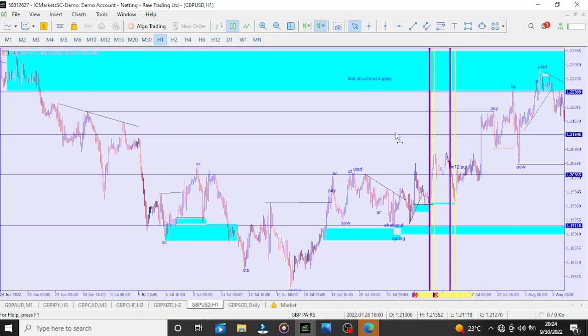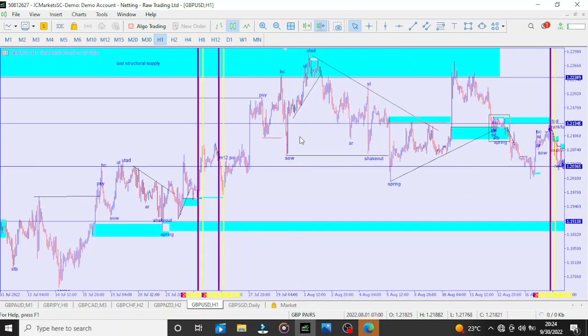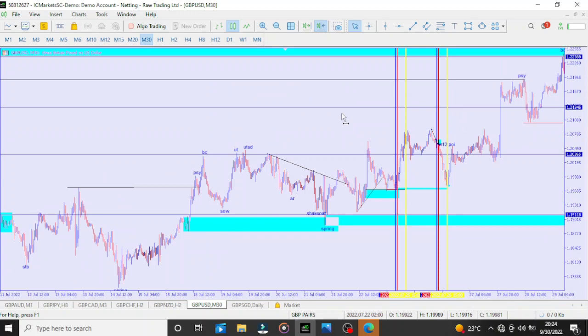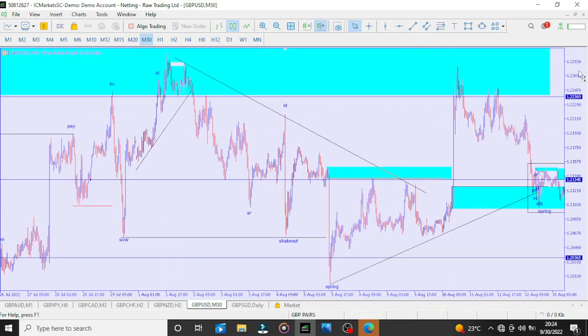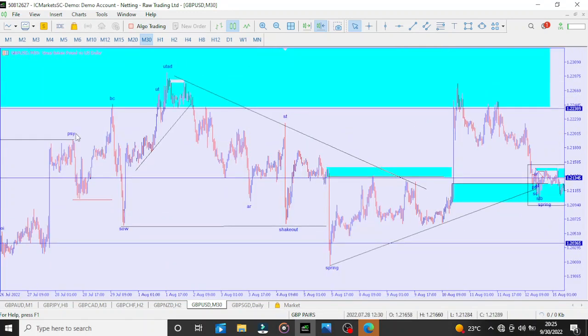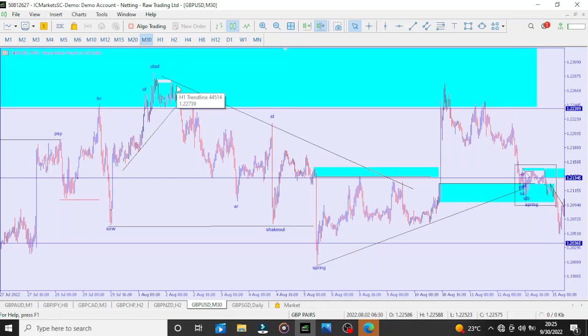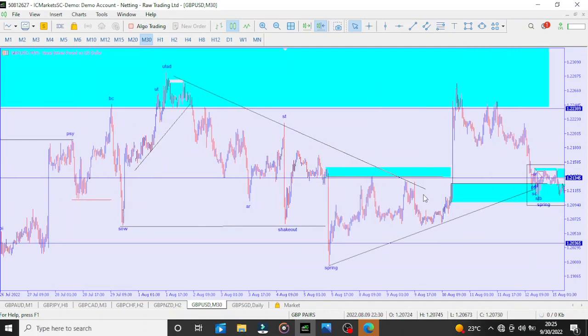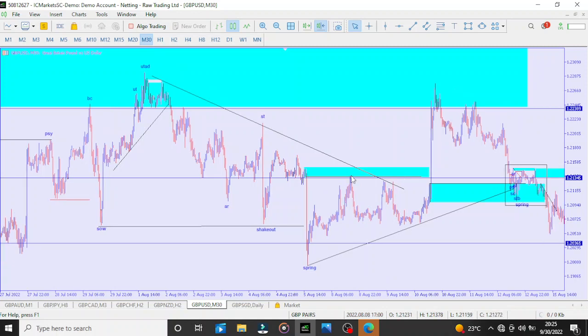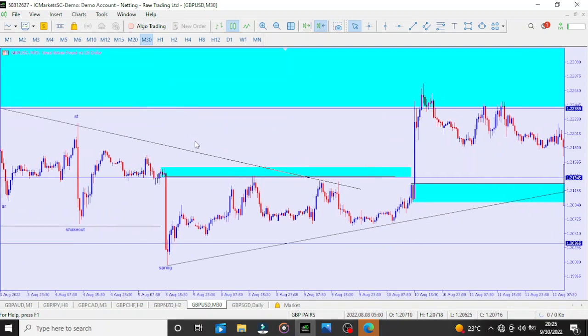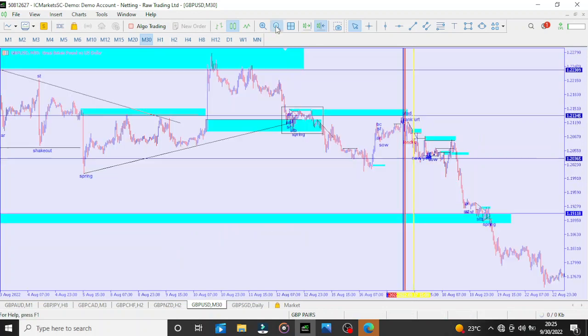equal highs and later on started to distribute. You see our PSY, buying climax, sign of weakness, UT and UT, and the price introduced this bearish order flow to the downside. I expected to sell around this area, but the price started to accumulate, reaccumulate. PSY, buying climax, shakeout, the spring, and to the upside.